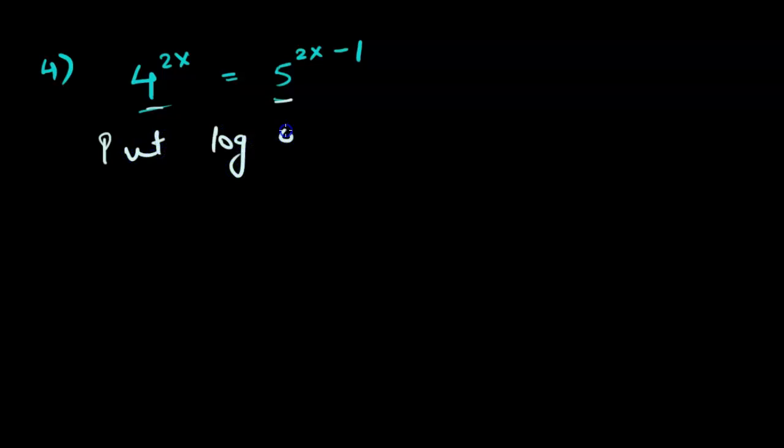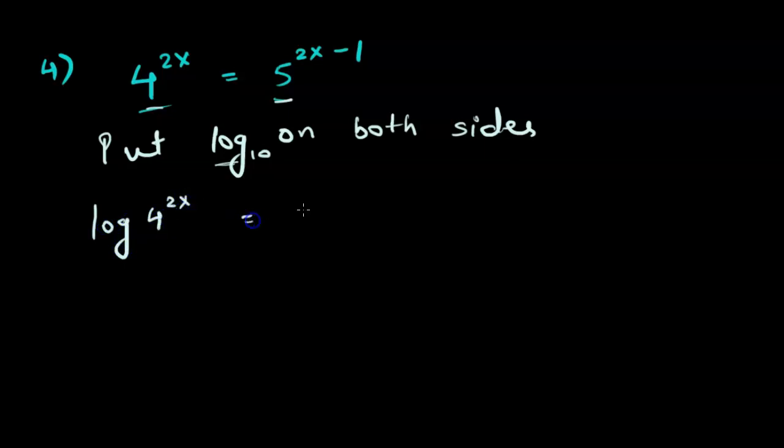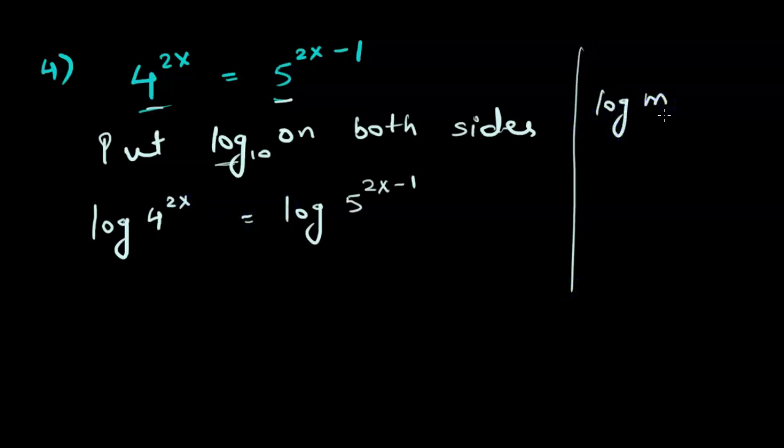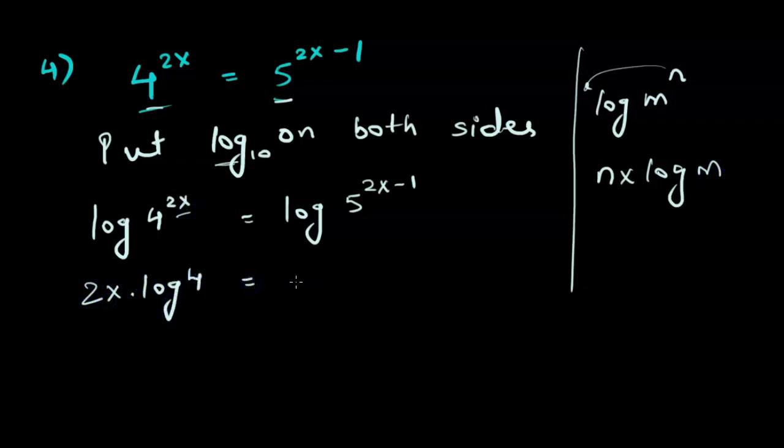So put log on both sides. Again, remember, if log is written without any base, that means it is log to the base of 10. So we are putting log to the base of 10 on each side of the equal to sign. Now we know there is a law of logarithm called the power law, that if we have written something as a power like this, we can bring this power out, so we can write it as n times log m. That's what we're going to be doing here. 2x times log 4 equal to 2x minus 1 times log 5.